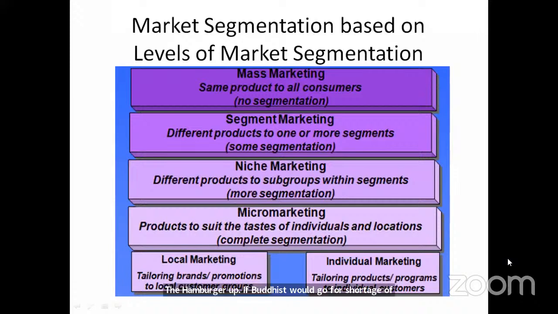Then you try to sell it in the market. But remember that subgroups must be equal, kind of homogeneous subsets. That means the group must be homogeneous with each other. So then came micro marketing: products to suit the taste of individuals and locations. So here you could say that is complete segmentation.